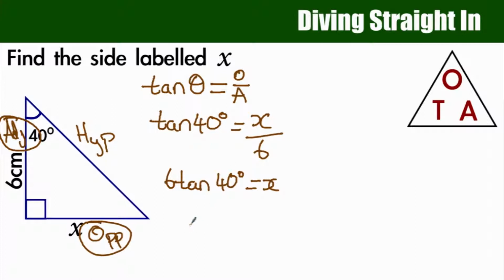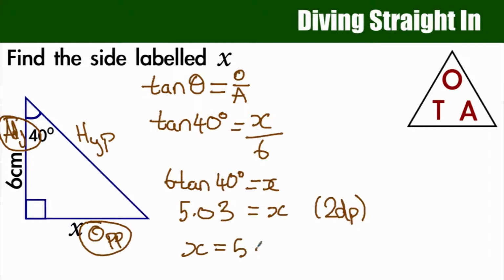So we'll type 6 tan 40 into our calculators and we'll get the answer 5.03 to 2 decimal places. Now throughout the whole of this video I'll be showing the answers to 2 decimal places. So finally, as your answer, x will equal 5.03 centimeters. Make sure you put the measurements on the answer, as you could lose a mark if you don't. In this case we've got centimeters. So finally x equals 5.03 centimeters.